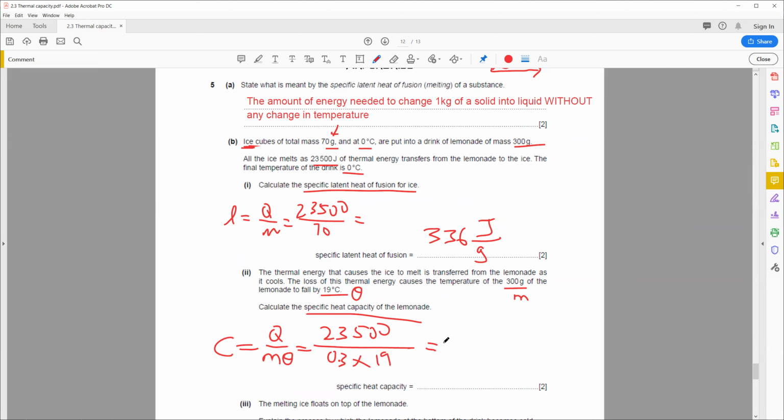So press that in your calculator. 23500 divided by 0.3 divided by 19. You're going to get 4120. 4120 joules per kg degree Celsius, guys.